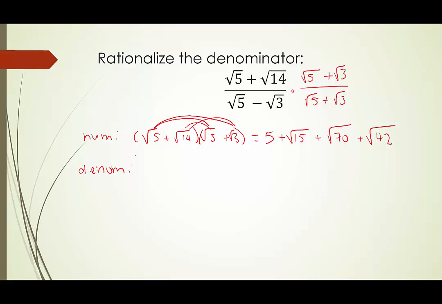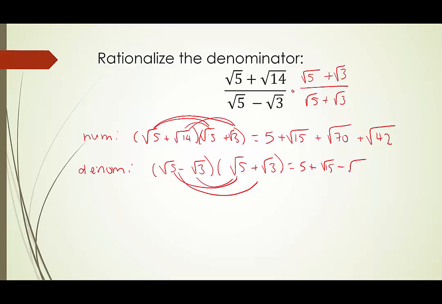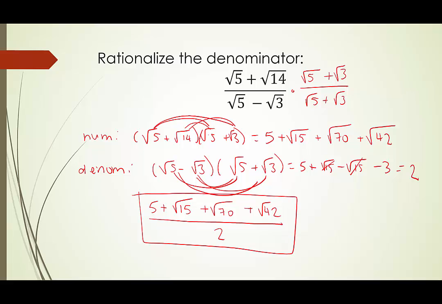Just like last time. In the denominator, we should have better luck. We have the square root of 5 minus the square root of 3 times the square root of 5 plus the square root of 3. That's going to give me 5 plus the square root of 15 minus the square root of 15 minus 3. Those are going to cancel, and 5 minus 3 is 2. So putting it all back together, we have 5 plus radical 15 plus radical 70 plus radical 42, all divided by 2. And nothing can be simplified. We've already checked all the radicals.